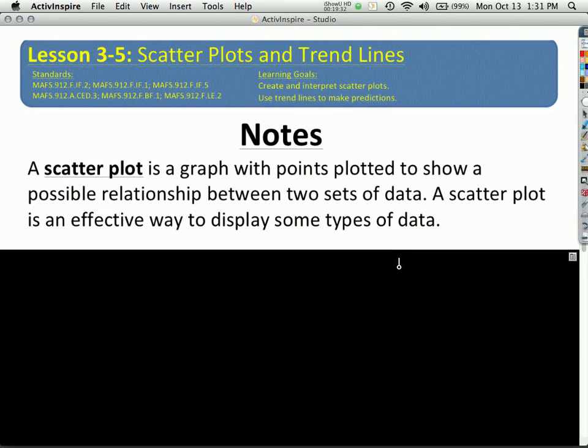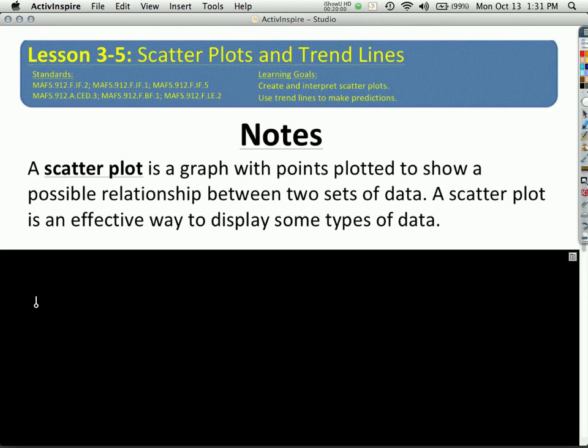So what is a scatter plot? You already know. You've been doing it for several days already. A scatter plot is a graph. It's data points on a graph. It's very effective for showing relationship between sets of data. The idea is this right here. We want to be able to see if there's a relationship between the data.